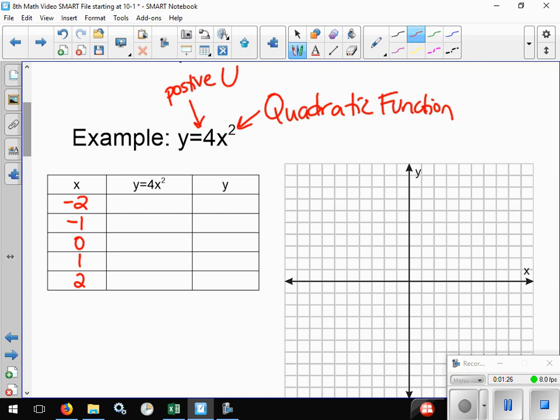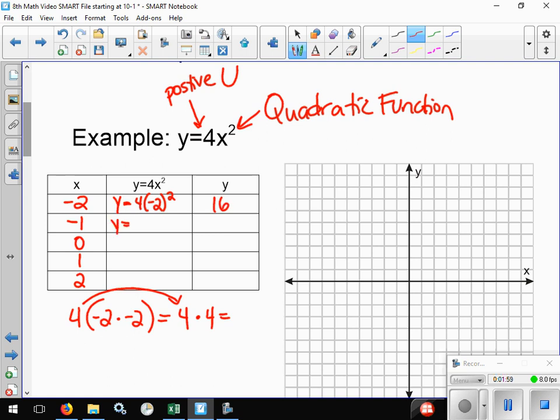Okay, so let's plug it in. Y equals 4 times -2 squared. So remember, we do the exponents first. So -2 times -2. Once we do that, we'll multiply everything by 4. So what's -2 times -2? Positive 4. Okay, move that over a little bit. Positive 4 times 4 from over here. And we get 16.